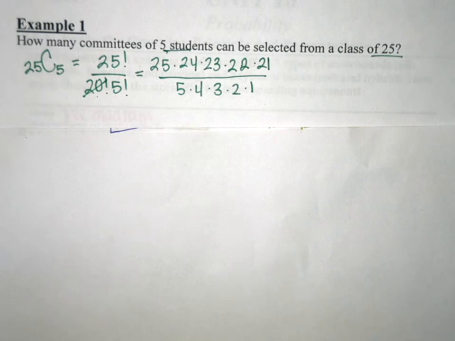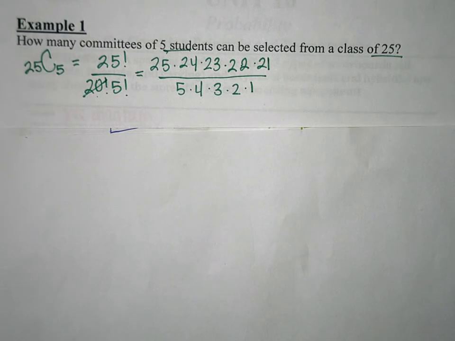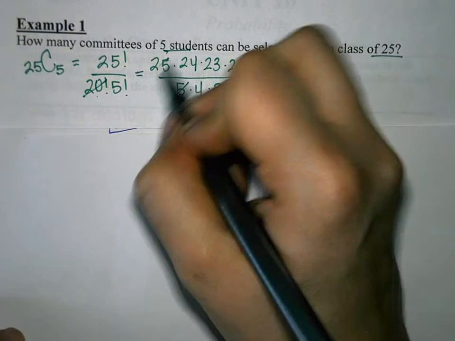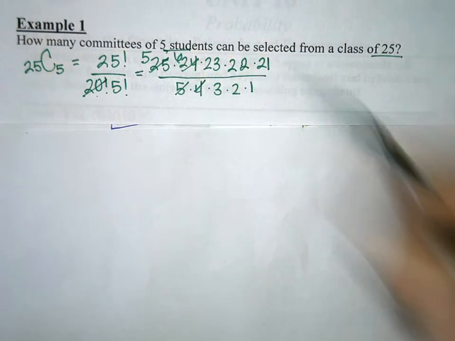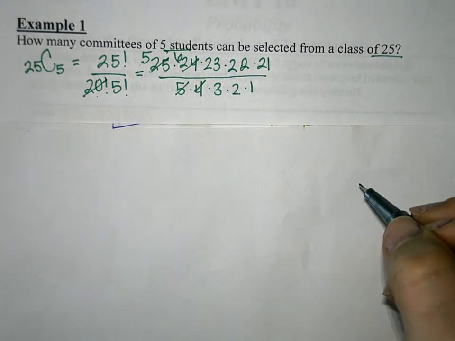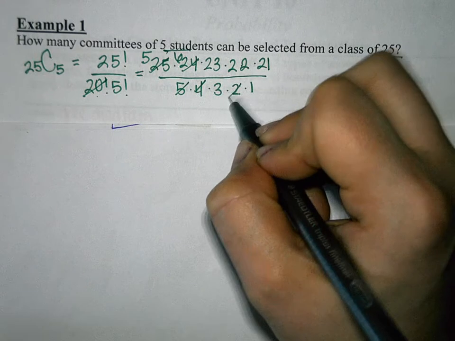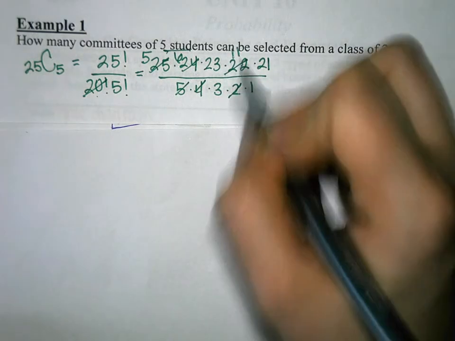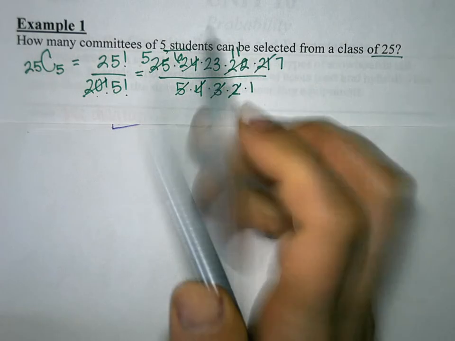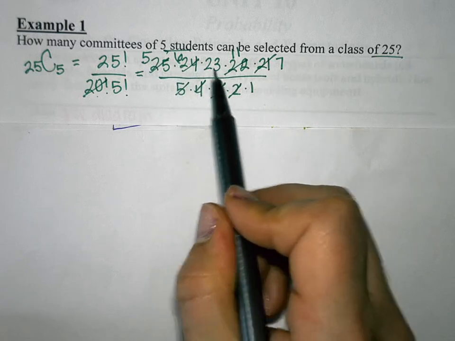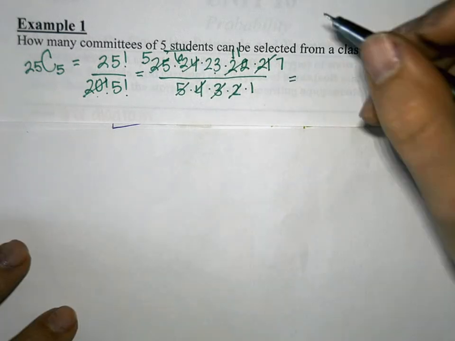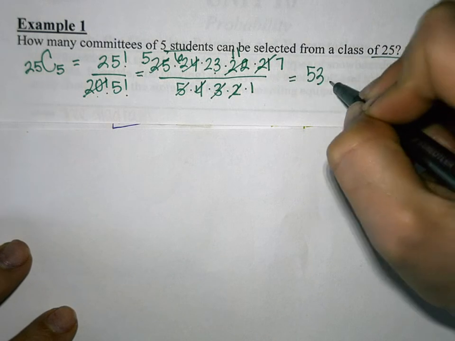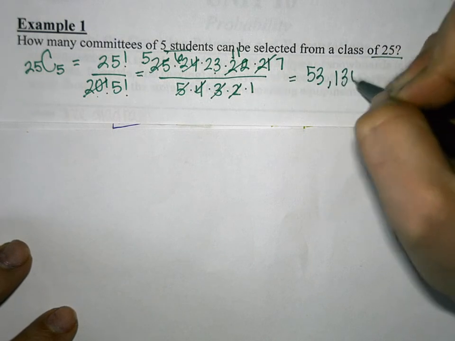So then let's reduce what we have left over. The 5 goes into 25 5 times. 4 goes into 24 6 times. 2 goes into 22 11 times, and 3 goes into 21 7 times. So we're going to be left with 5, 6, 23, 11, and 7, which all multiplies out to 53,130.